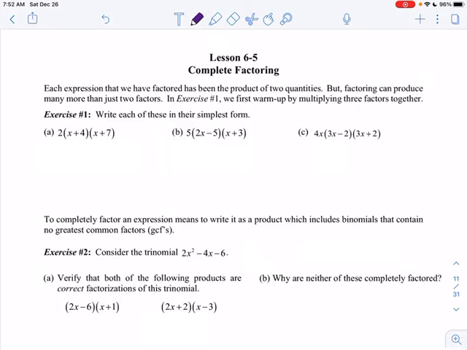So I have three expressions to multiply. I'm first going to do these two middle ones right there, the binomials. So I'm going to do FOIL. X times x is x squared. X times 7 is 7x. 4 times x is 4x, and 4 times 7 is 28.